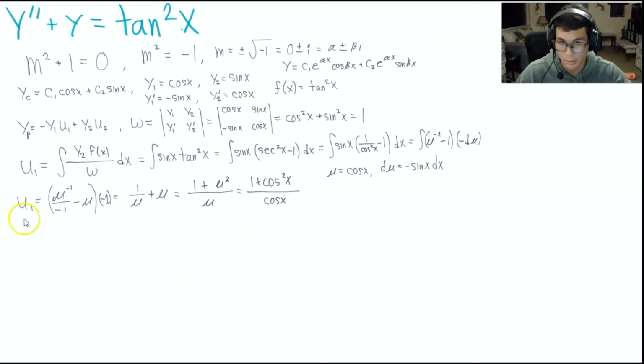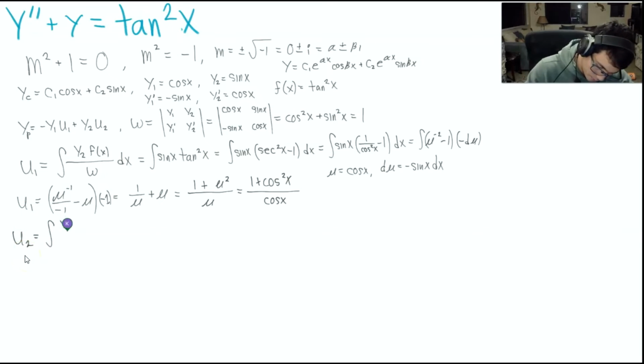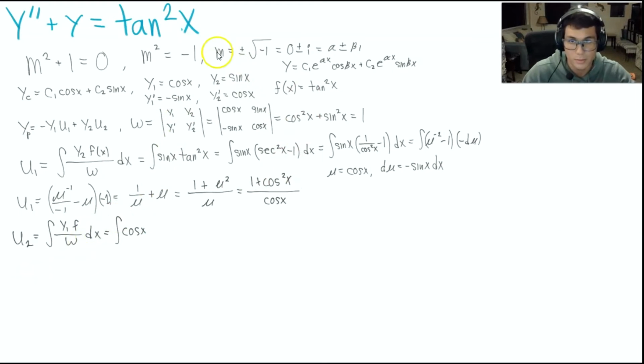Now we need to find u2, which is the integral of y1 f over w dx. Which y1 was cosine x, w was 1, f is, where is it? Tangent squared x. Okay. Another time we've got to get rid of this tangent squared x.